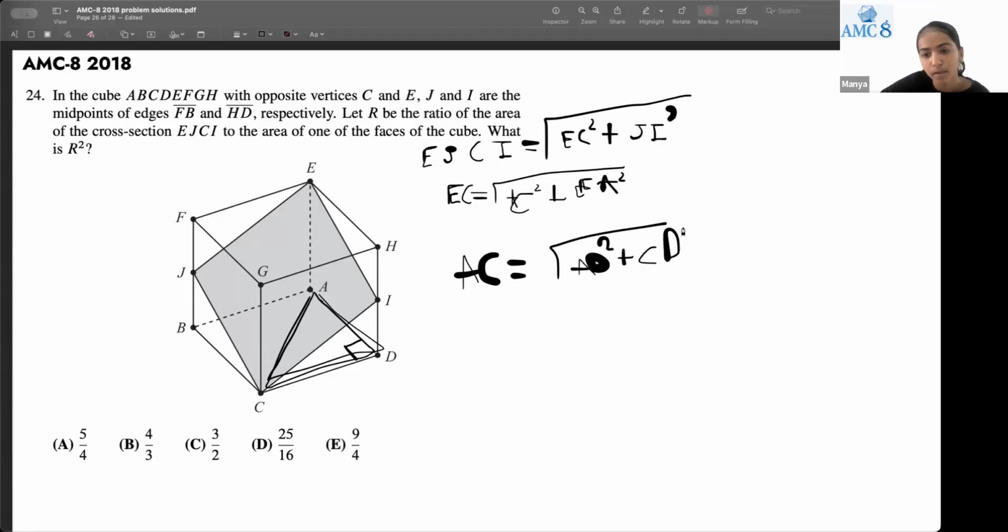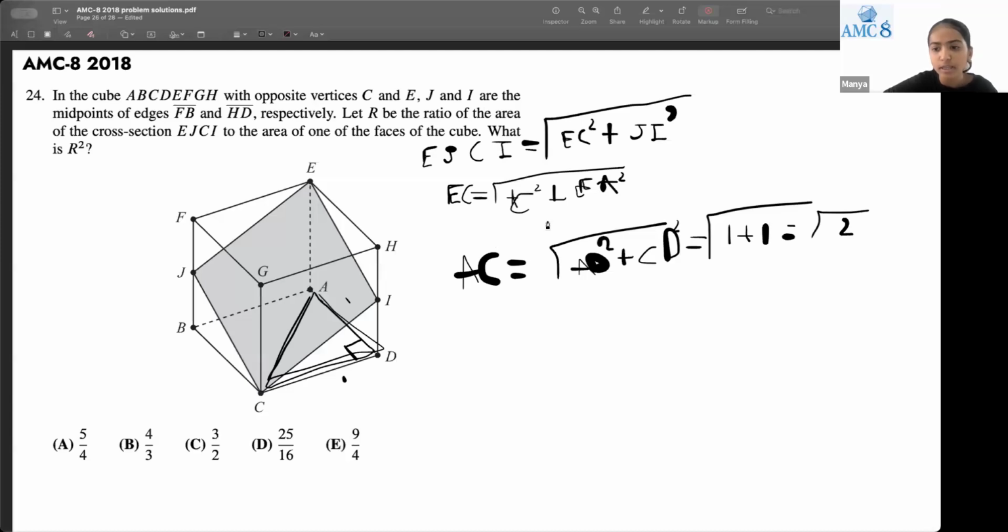And since we know that AD is equal to 1 and CD is equal to 1, then that would be equal to, what's 1 squared? 1 squared is equal to 1, and 1 squared is also equal to 1, so 1 plus 1. And we'll have to take the square root of 1 plus 1, which is going to be the square root of 2. So AC would be equal to the square root of 2.